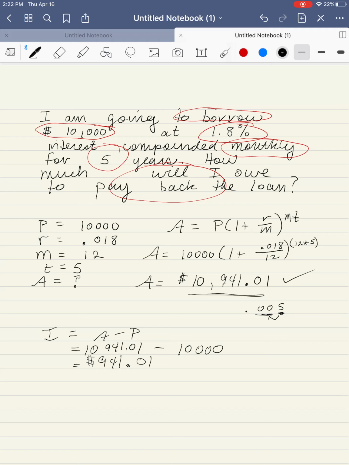So that's using the compound interest formula. Anytime a problem says compounded monthly, daily, weekly, etc., I know that this is the formula that I'm going to use. In our next several videos, we're going to look at another exponential model that uses continuous compounding.